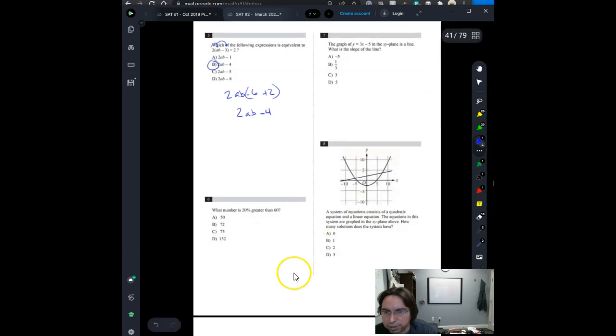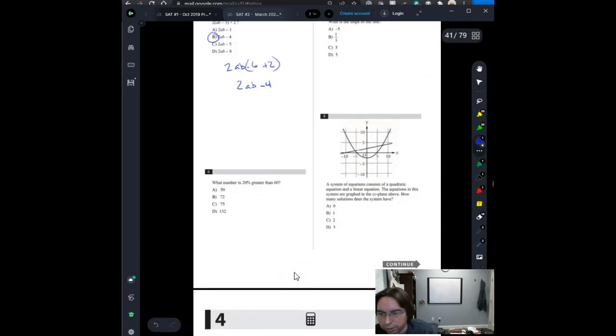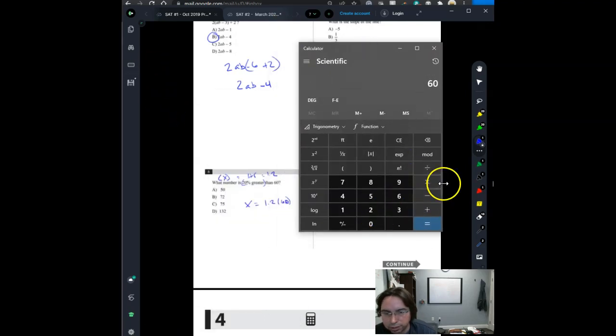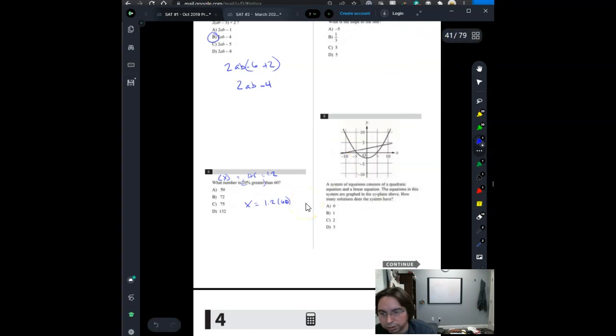Okay, number 6 asks what number x equals 20% greater than 60. Remember, 20% greater is the same thing as 1 plus r. In this instance, it's going to be 1.2, because you're adding the 0.2 to 1. So x equals 1.2 times 60. Using our calculator, 60 times 1.2 gives me 72. So the answer choice here is B.